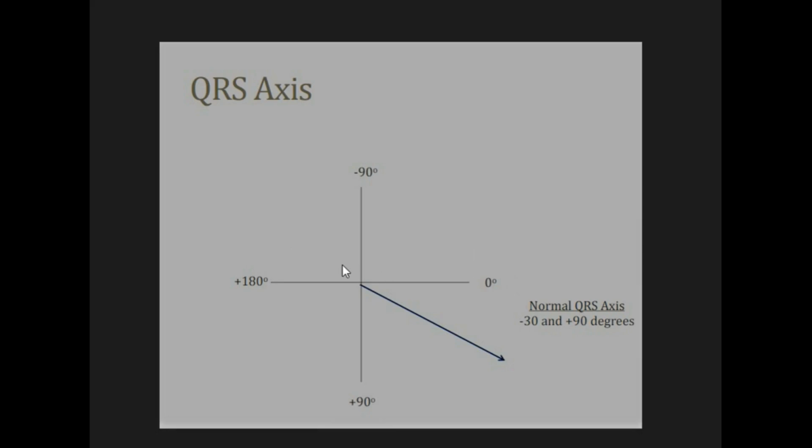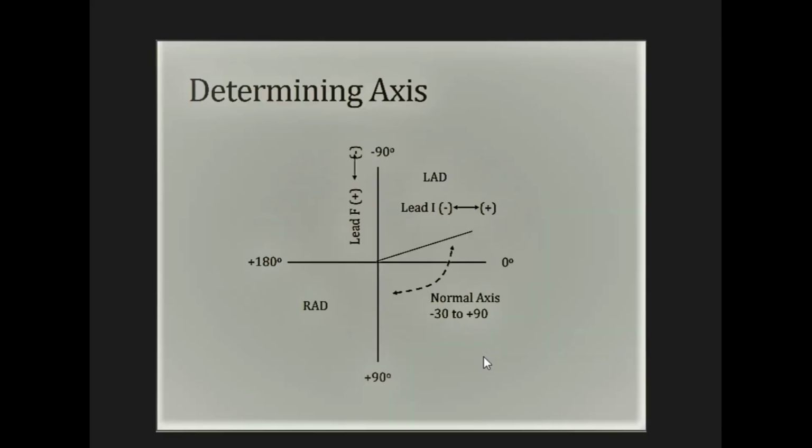This is QRS axis determination. The normal ECG axis lies somewhere between -30 and +90. This blue arrowhead is the normal axis of the heart. This is the same labeled axis determination graph on your screen. These dotted arrows show the position where the normal axis of the ECG lies, which is between -30 and +90.